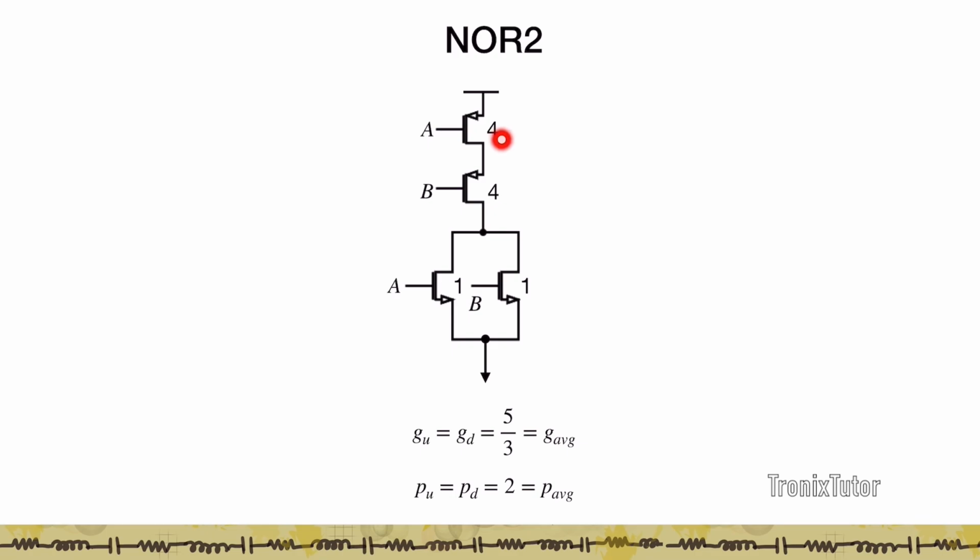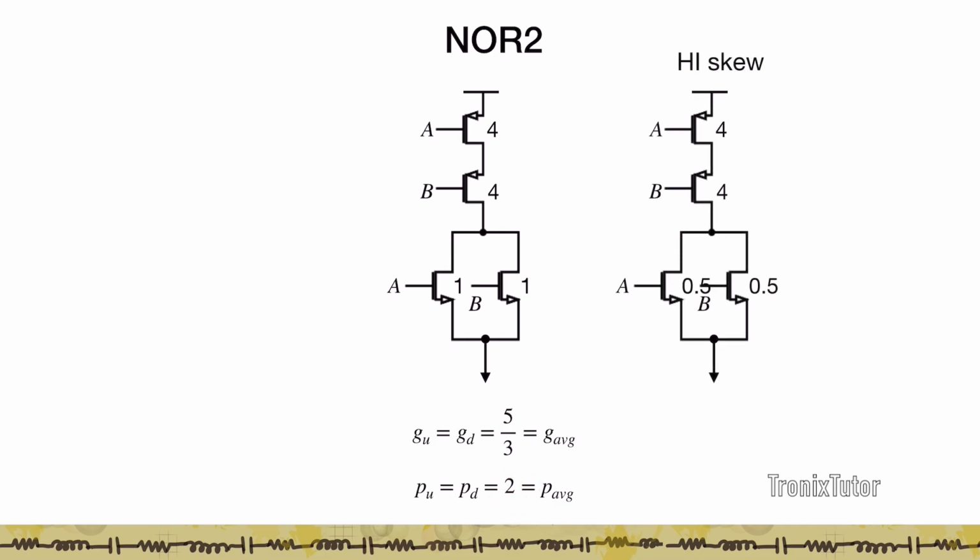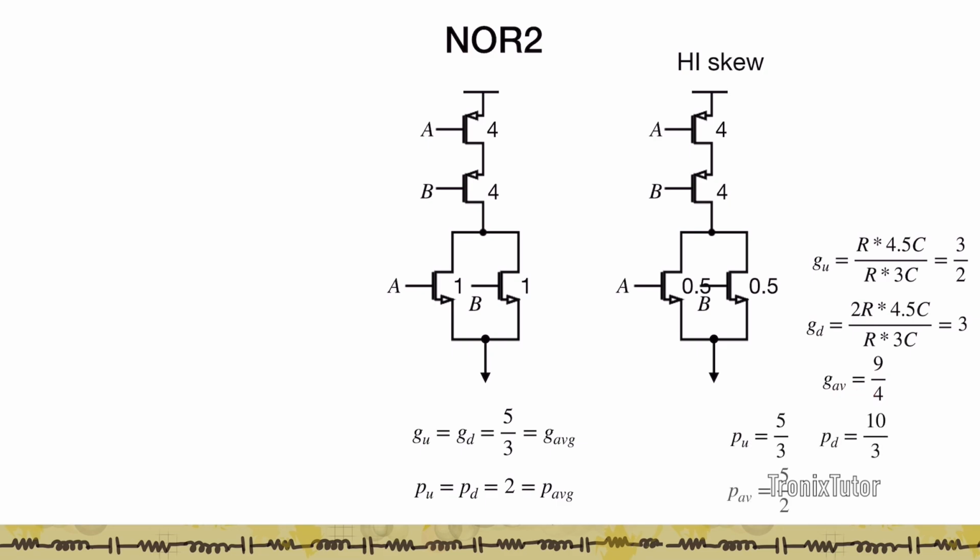The NOR2 gate is sized as 4411 with an average logical effort of 5/3 and an average parasitic delay of 2. When I do a high skew of this gate, where I reduce the size of the NMOS transistors, I end up finding that the pull up logical effort reduces to 3/2 and the pull down logical effort rises up to 3, right? So you have a huge increase in the pull down logical effort. So therefore the average logical effort rises up to greater than 2 actually. And if you look at the parasitic delays for pull up and pull down, similar to the previous case, 5/3 for pull up, 10/3 for pull down, and an average delay of 5/2.